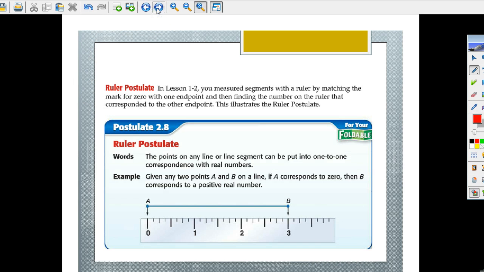So, the ruler postulate. It's actually called a ruler postulate. If you have a ruler, the points on any line or line segment can be put into one-to-one correspondence with real numbers. For example, given any 2 points, A and B on a line, if A corresponds to 0, then B corresponds to a positive real number. That's all it is. It's really like how you would actually use a ruler. You put a 0 mark on the first point, and then the next point will be how long the length is. They gave it a name, the ruler postulate.